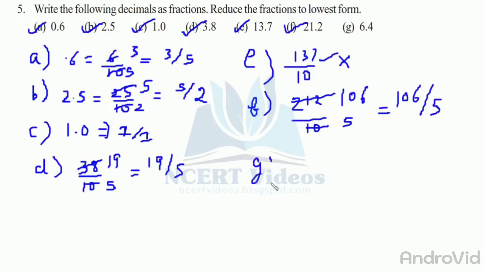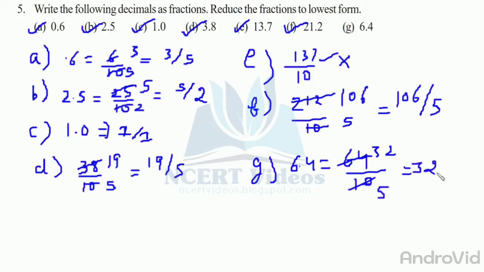G part, 64 over 10. 2 threes are 6, this is a 4. 32 over 5 is your answer.